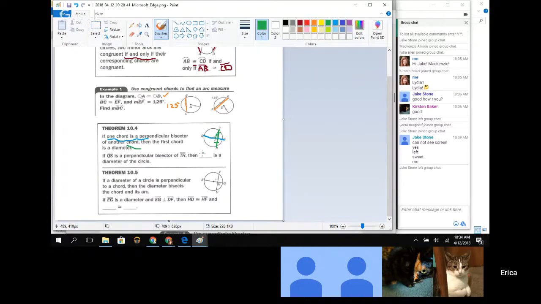So this is a way for geometry students to figure out where the diameter is, because if you can draw one chord as the perpendicular bisector of another chord, then you can figure out that it's the diameter.